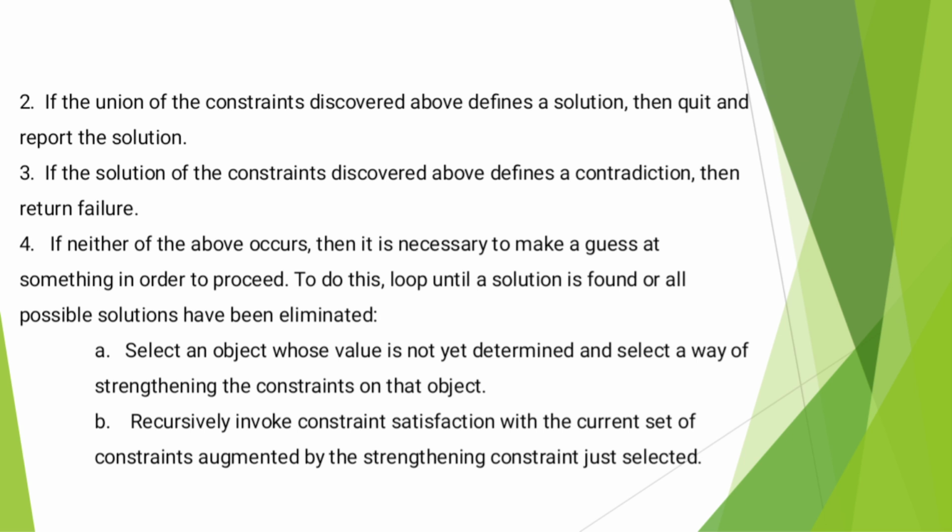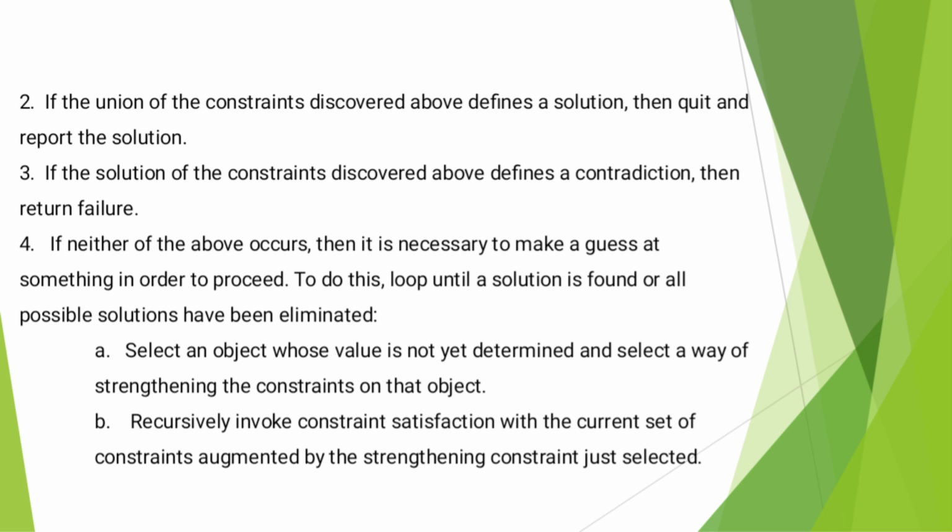If the union of constraints discovered above defines a solution, then quit and report the solution. That is, if a solution is found, quit and report it. This is the final solution. If the union of constraints discovered above defines a contradiction, then return failure.